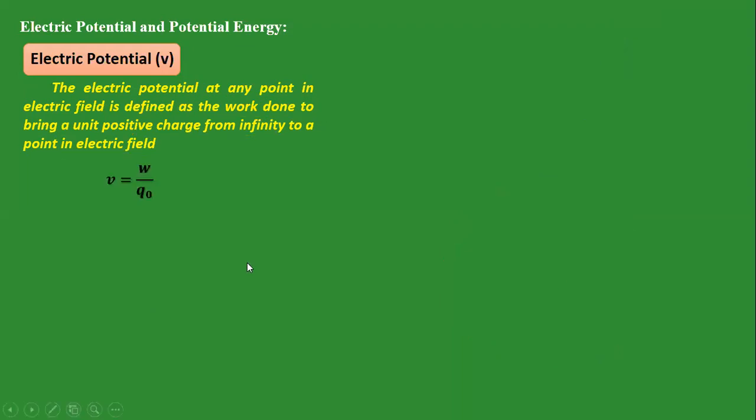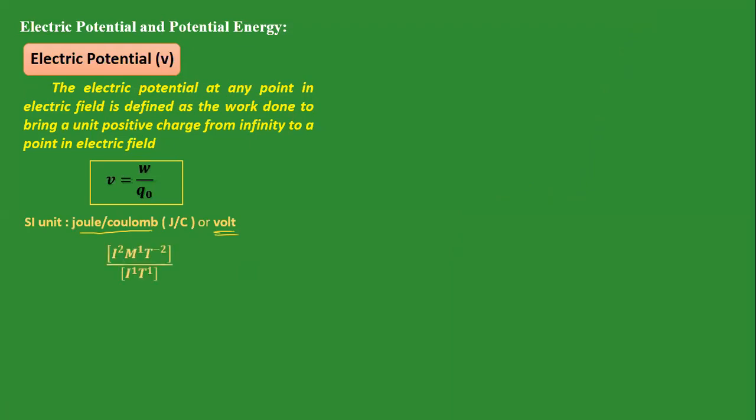This electric potential is given by this formula, W by Q0. Unit: the SI unit is joule per coulomb, or it is also called volt. So the dimension of work divided by the dimension of charge. By solving this, we get the dimension for potential, L2 M1 T minus 3 I raised to minus 1. So this is the dimension for electric potential.